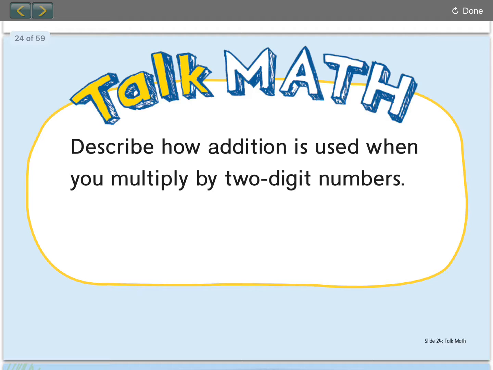Describe how addition is used when you multiply by two-digit numbers. Multiplying by two-digit numbers is the same as multiplying by one-digit numbers in this way. So if you're having trouble with this question, just think about how addition is related to multiplication.